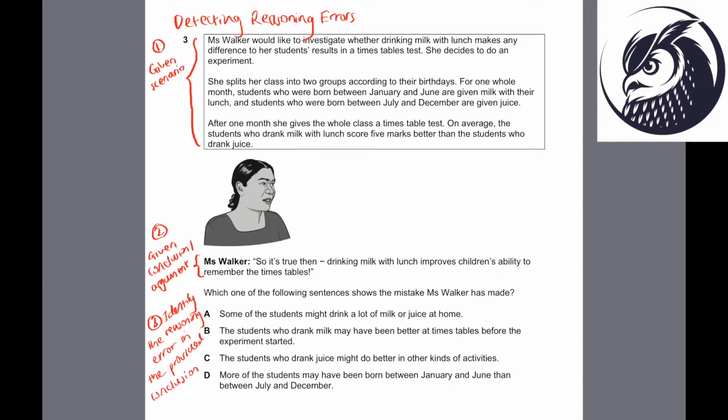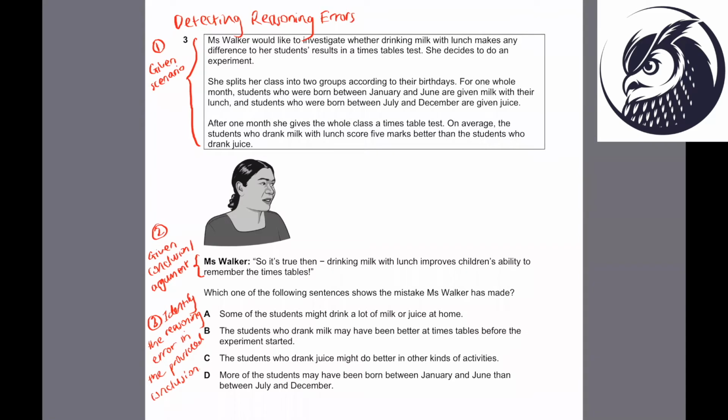Okay, so just to summarize that one more time, you're given a scenario, that's step 1. Someone makes some sort of conclusion or argument based on the scenario, and our job is now to identify what sort of assumption or reasoning error they have made when they made their conclusion. Okay. All right, so now let's have a look at the question itself.